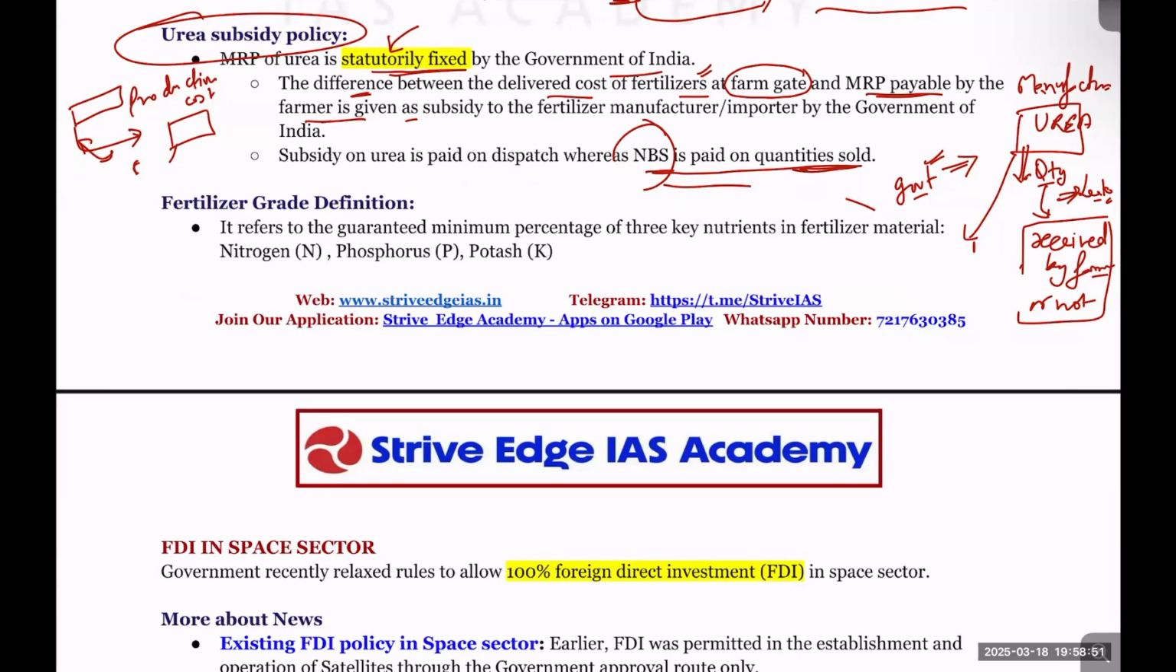Now, what is this fertilizer grade? The definition of fertilizer grade refers to the guaranteed minimum percentage of three key nutrients in the fertilizer material, that is nitrogen, phosphorus and potash. So there is a guarantee that a minimum quantity of nitrogen, phosphorus, as well as potash has been added to the fertilizer, and this is the fertilizer grade.